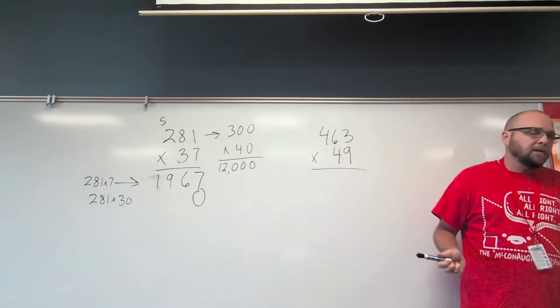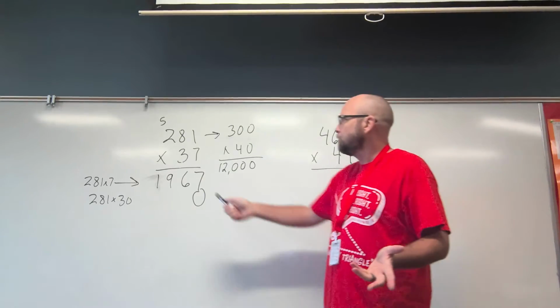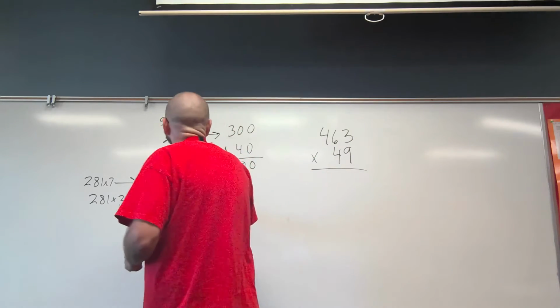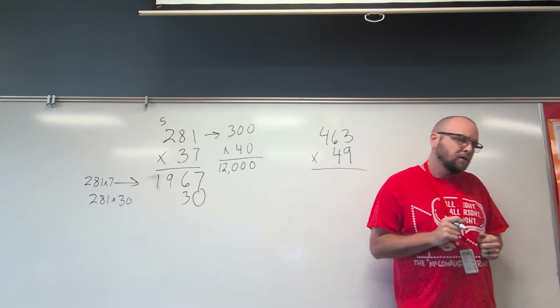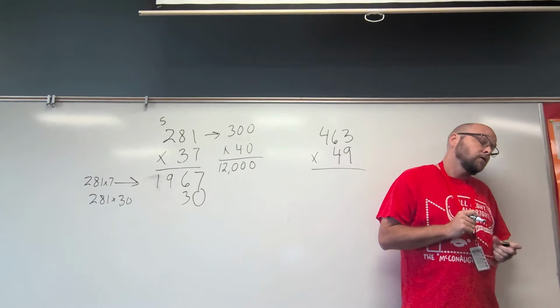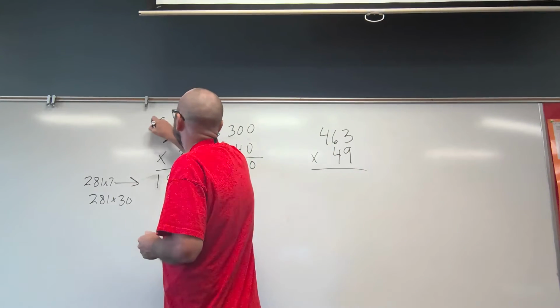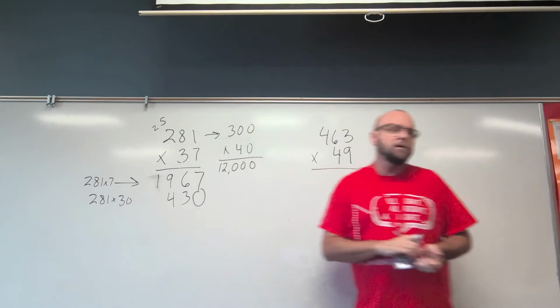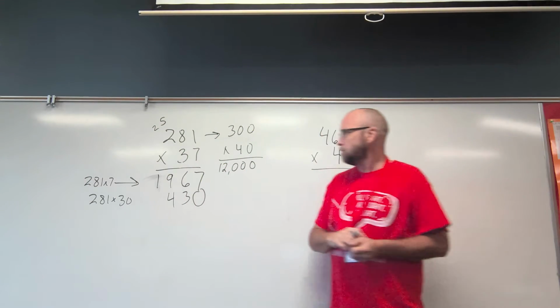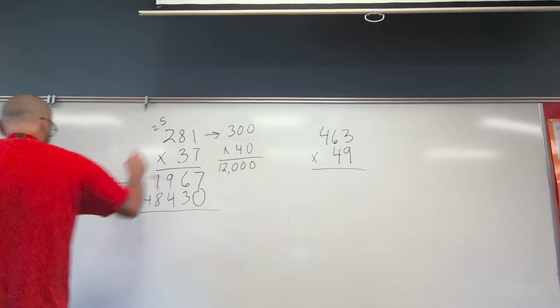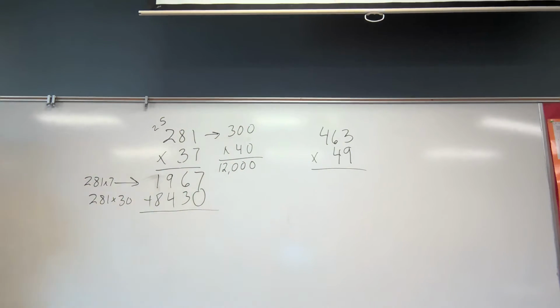Now I need to know my 3s, or I can look at my multiplication chart. 3 times 1 is going to be 3. 3 times 8 is going to be 24. So 24 hundreds, or 400s and 2000s. 3 times 2 is 6. Plus 2 is 8. So these are the products of these 2 multiplication problems.